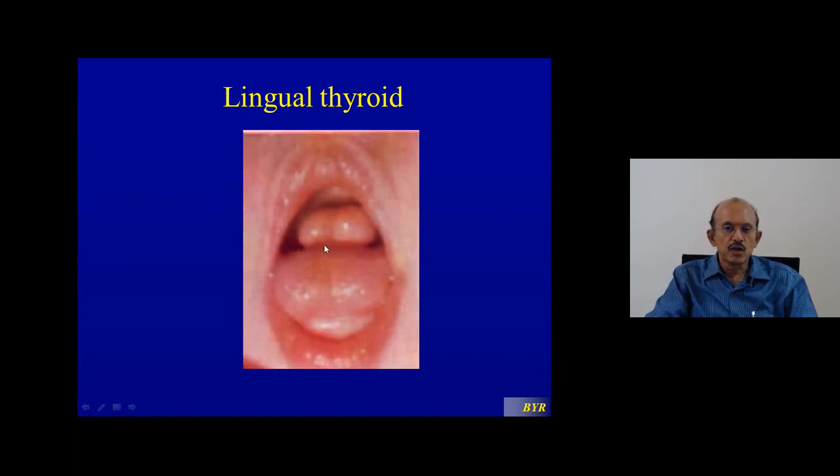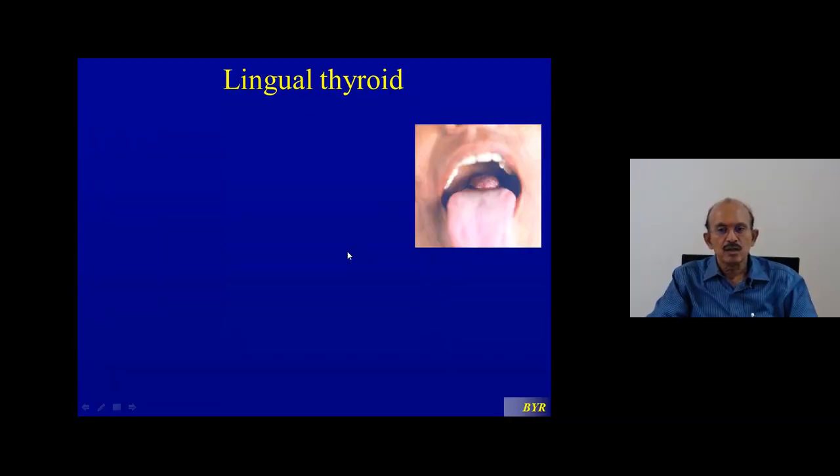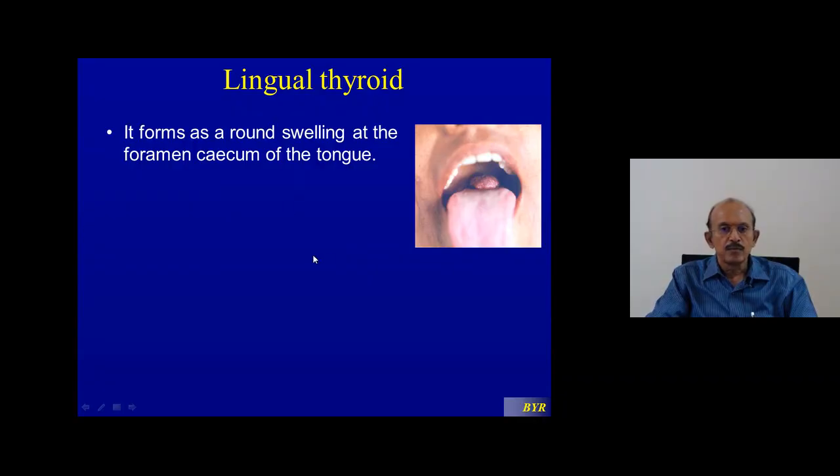You can see here the lingual thyroid. So this is the tongue at the foramen cecum. You can see a mass situated over the tongue. So this is the thyroid gland. It forms as a round swelling at the foramen cecum of the tongue. It may be the sole thyroid tissue.